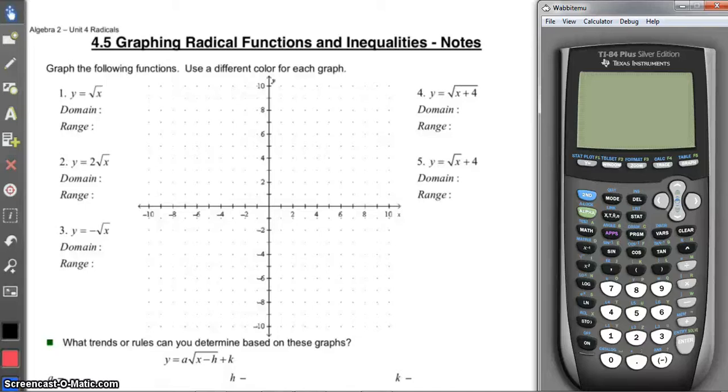Today we will be working on lesson 4.5, and it's all going to be about graphing radical functions and radical inequalities. So we're going to start by graphing different forms of radical functions on the same graph so you can see what type of transformation is happening. Now this video is going to be for my pre-AP.